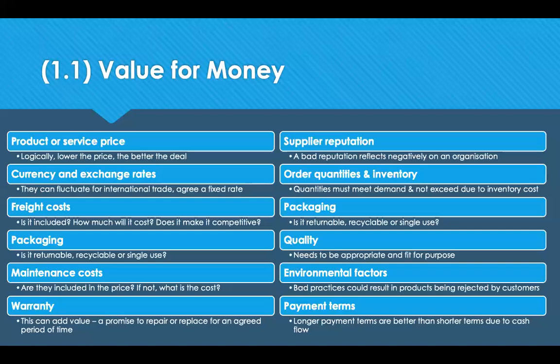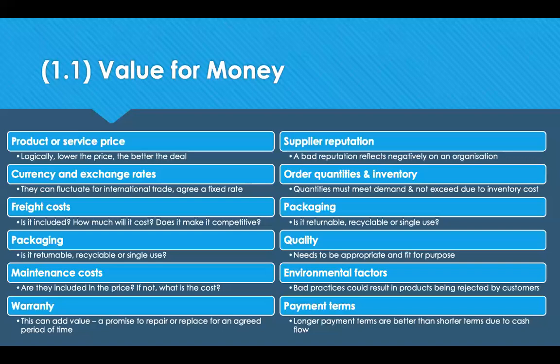We've got payment terms. Payment terms, the shorter the terms, the more likely you're having issues with your cash flow. So obviously payment terms need to be right. I mean, if they're asking you for advance payment or anything too short, then it may cause you a cash flow problem.